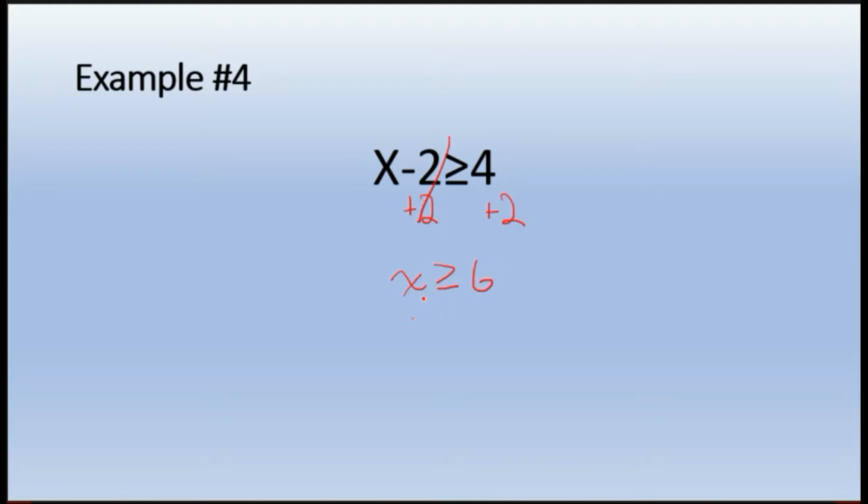Okay, so plug that back in. 6 minus 2 is greater than or equal to 4. 6 minus 2 is 4, greater than or equal to 4. So that checks out.